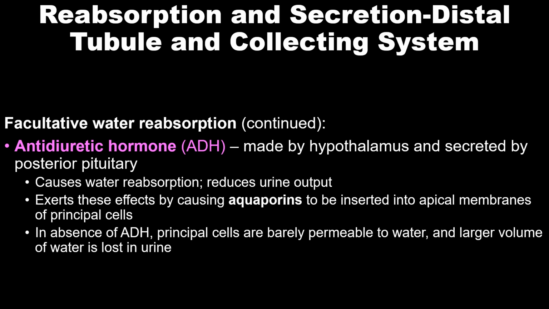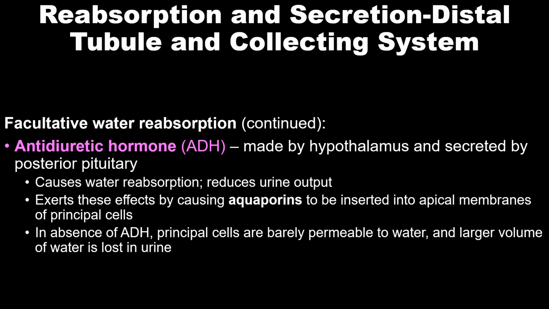And so antidiuretic hormone is going to exert its effects by causing aquaporins to be inserted into the apical membranes of principal cells, permitting rapid water reabsorption. In the absence of antidiuretic hormone, principal cells are barely permeable to water, and a larger volume of water is lost in the urine. Makes sense. No antidiuretic hormone, no aquaporins, water stays in the urine, or in the filtrate rather.